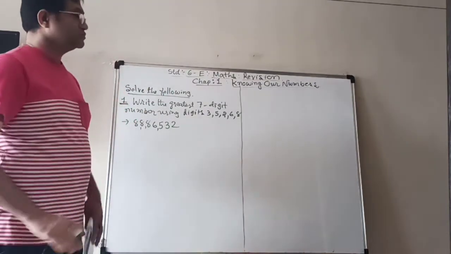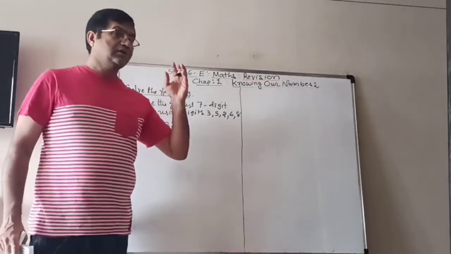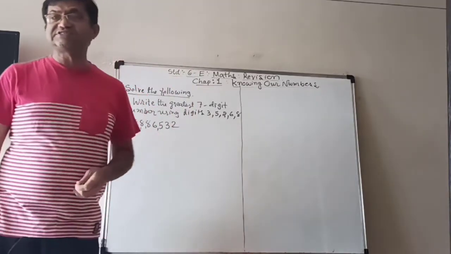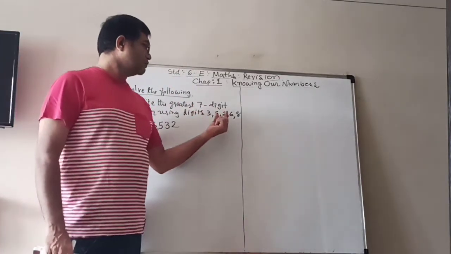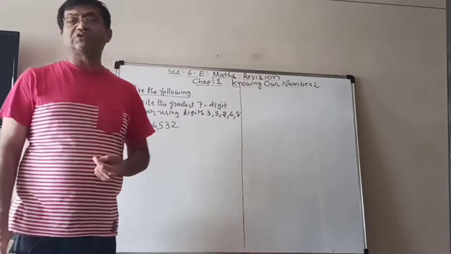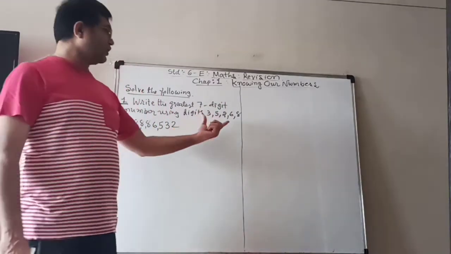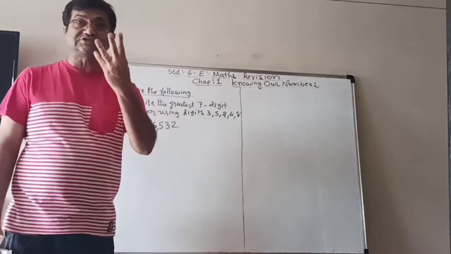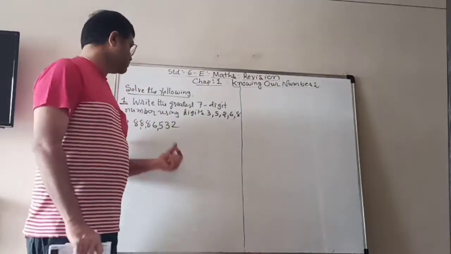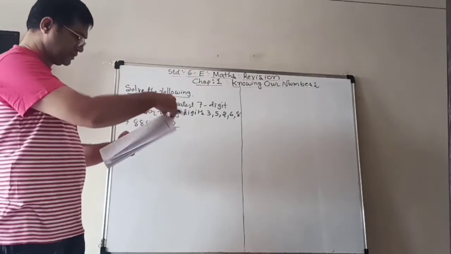So here, when fewer digits are given and we have to write down a number with more digits, here only 5 digits are given, so whatever is the largest digit we use 3 times. So we can write down the answer like that.